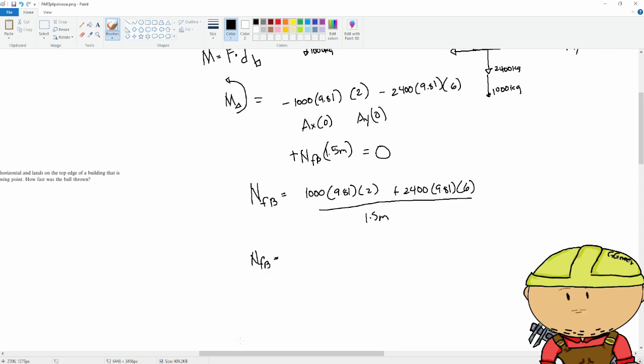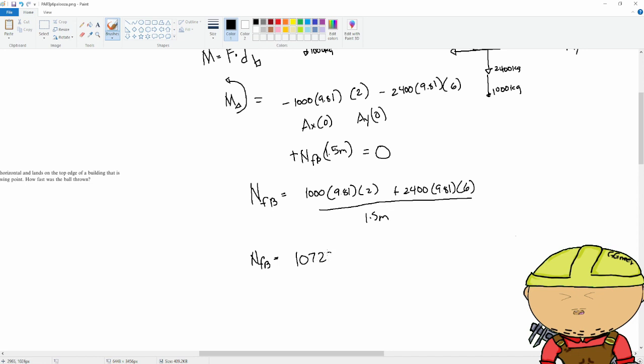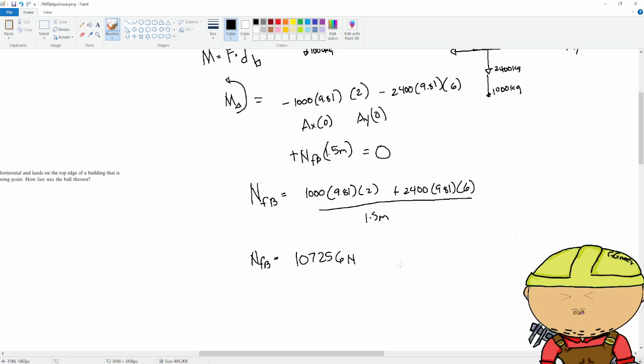NFB will be, okay, so the top is 1,000 times 2 times 9.81 plus 2,400 times 6 times 9.81, divided by 1.5. NFB is 107,256 Newton. What's that in mass? 10,933.3333 kilogram. Okay, that's NFB.